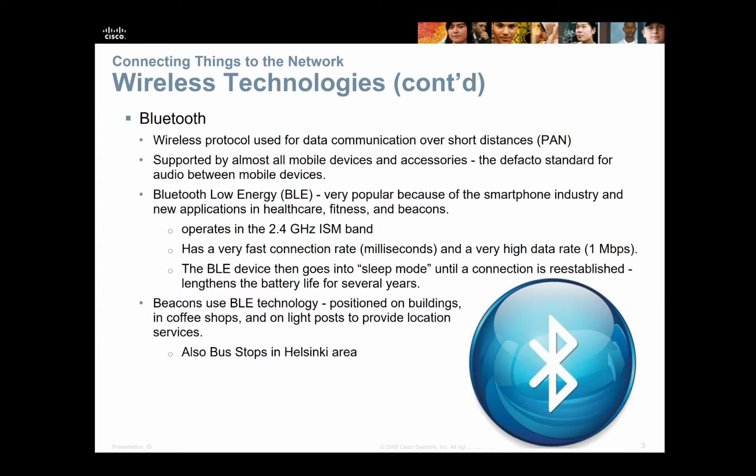Another one, Bluetooth technology, old-fashioned Bluetooth, BLE technology, Bluetooth Low Energy. Actually, if you didn't know, almost all the bus stops in the Helsinki area already have a Bluetooth beacon in them, and most of the buses already have Bluetooth. So practically, this technology is already used for finding out where the bus is at which moment.